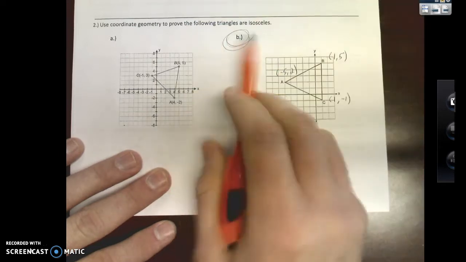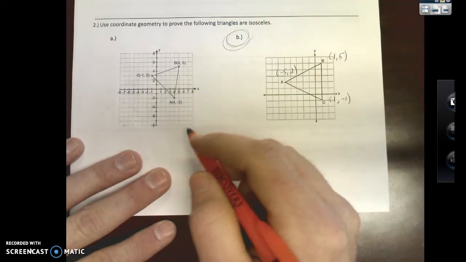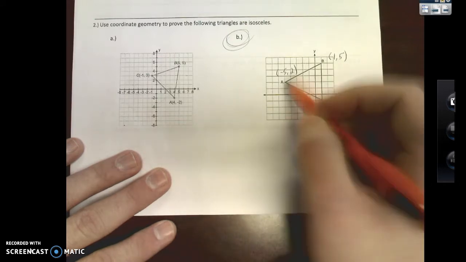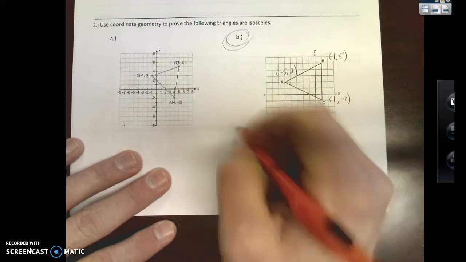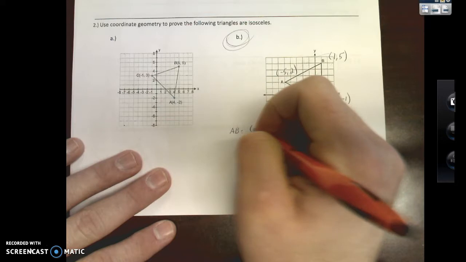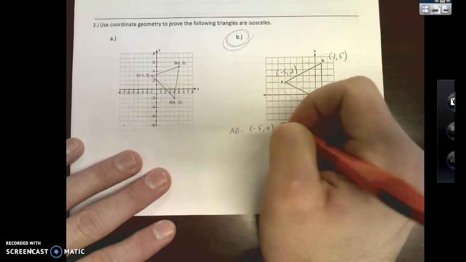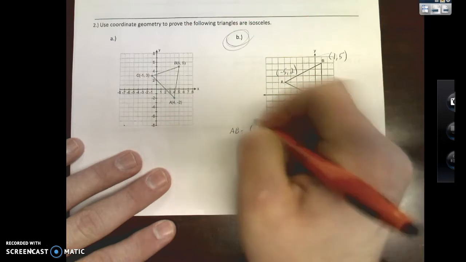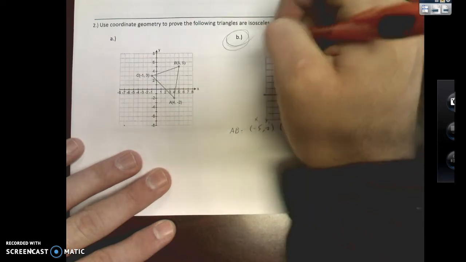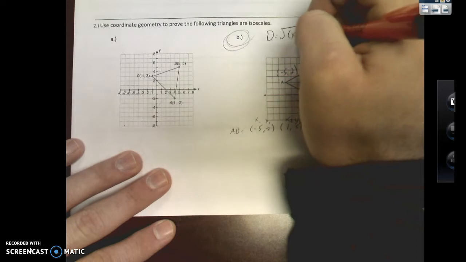You're trying to prove these triangles are isosceles. So you need to find out which two sides are the same. Looking at this picture, I'm thinking it's AC and AB. So I'm going to find the distance from A to B first. My A is negative 5, 2. My B is 1, comma 5. That's my x1, y1, x2, y2. Guys, I will give you this formula, so you do not have to know it.